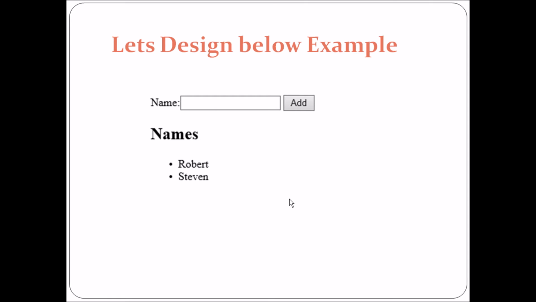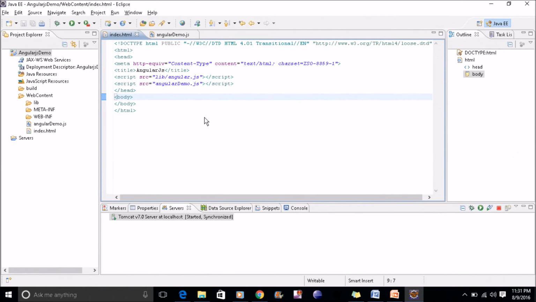So we'll design this example. Basically our view will be like this. When we add some name, it will come in this list. And this name list is coming basically from what we have added in our JavaScript. You can see my library is already added. I added the JS file also here.